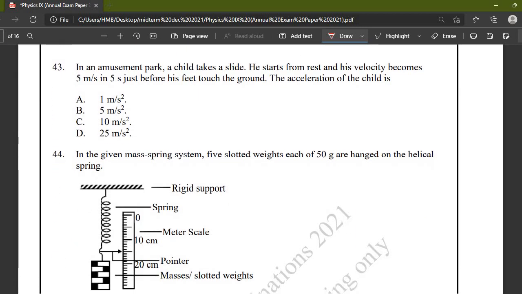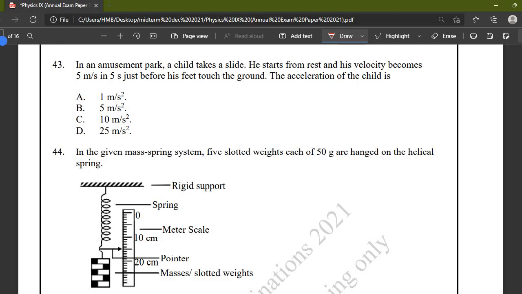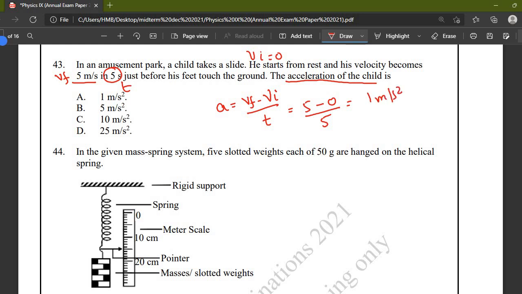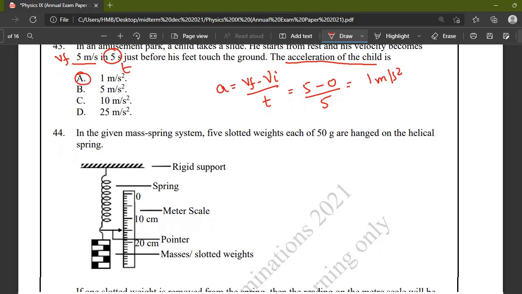Then we have question number 43. In an amusement park, a child takes a slide. He starts from rest, which means that his initial velocity is 0, and the velocity becomes 5. This is the final velocity, and it takes 5 seconds. We have to find the acceleration of the child. That will be equal to Vf minus Vi over t. So final velocity is 5, initial velocity is 0, divided by 5. So we will get 1 meter per second squared. Option A is the right answer.